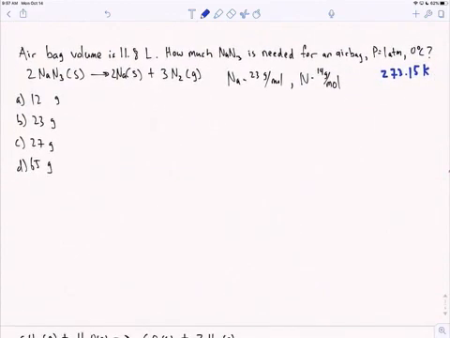Airbag volume is 11.8 liters. How much sodium azide is needed for an airbag to fill? So how much sodium azide do you need to fill that airbag?